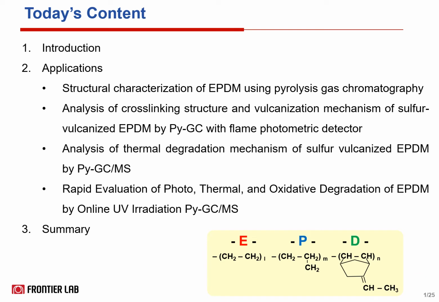Due to the excellent resistance to heat, weather aging, and recyclability, EPDM is known as a rubber with a low environmental burden. For that reason, it is extensively used, for example, in the automotive industry as rubber parts and thermoplastic elastomers. My talk will focus on the practical characterization of EPDM by pyrolysis GC techniques.